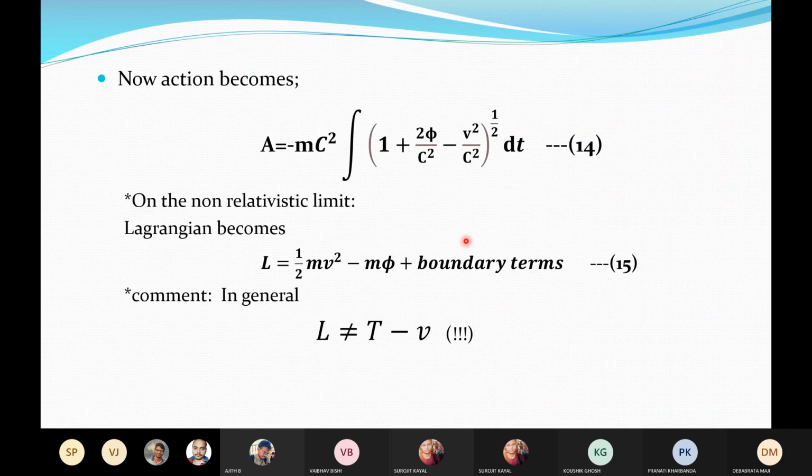So in this case, by similar arguments, we can get the action for a particle in a gravitational field like the integral of (1 plus 2 phi by c squared minus v squared by c squared) to the power half dt, from this metric.